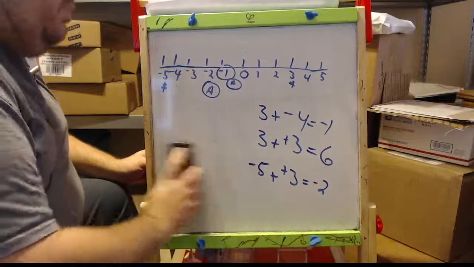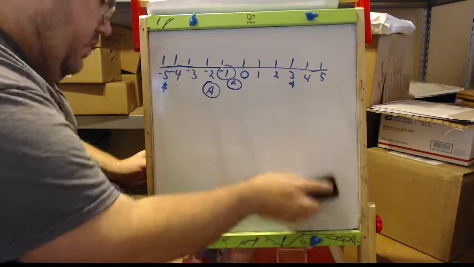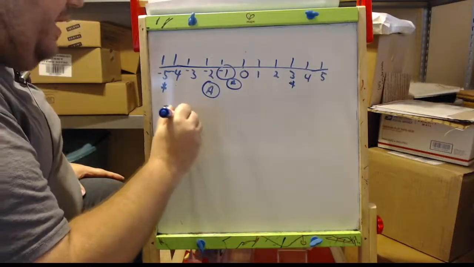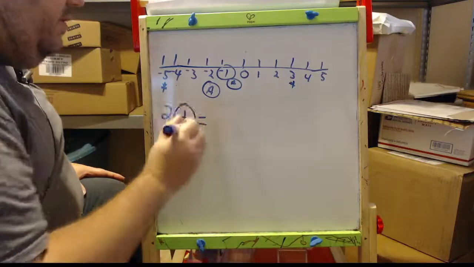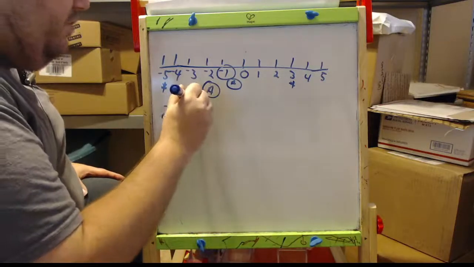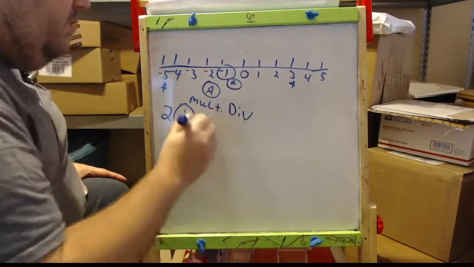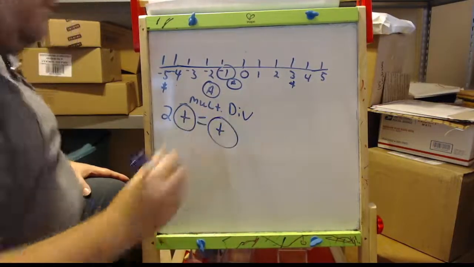Now when I'm multiplying and dividing, the rule is this. Multiplying and dividing, 2 positives. All right, so this is going to be 2 positives. This is going to be multiplying and division. 2 positives are going to give me a positive.